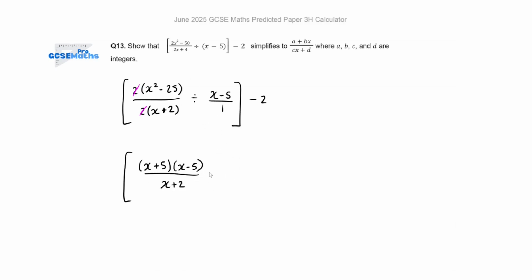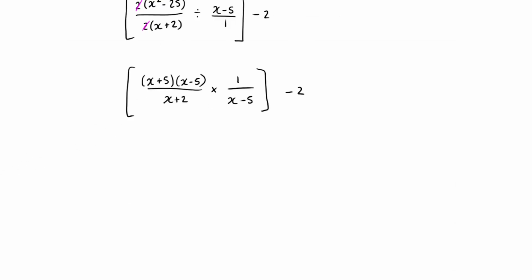Now let's do keep flip change, so keeping the first one, flipping the last one, which is why I made it into a fraction. 1 over x minus 5 and then change it to a multiply. Minus 2. You can see here when I multiply, I'm going to multiply straight across and you should be able to then cancel out the x minus 5's. So the last thing I need to do then is actually be able to subtract 2 from the fraction.